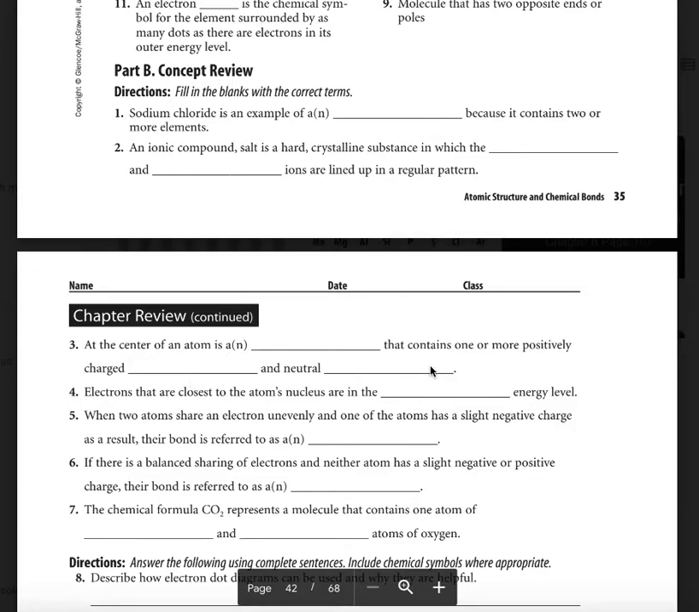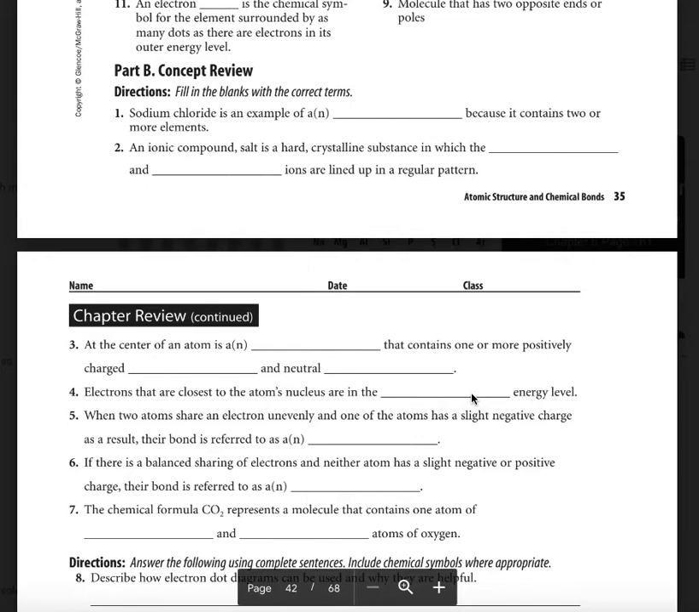And the other thing that's in the nucleus that is neutral, dead giveaway, is our neutron. Number 4, electrons that are closest to the atom's nucleus are in the blank energy level. That's going to be in the lowest energy level. Some people like to say first, but we're going to say the lowest energy level because it's the closest to the nucleus.